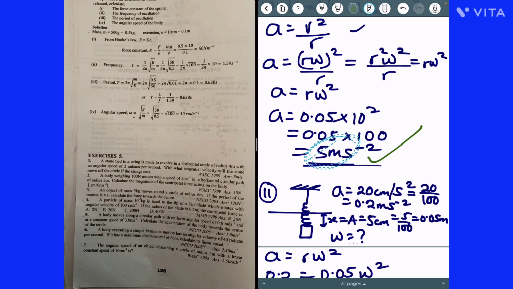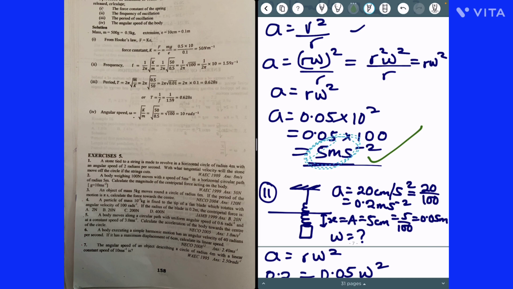Question 2. A body weighing 50 newtons moves with a speed of 10 meters per second in a horizontal circular path of radius 6 meters. Calculate the magnitude of the centripetal force acting on the body. Take G as 10 meters per second squared. That's the value of acceleration due to gravity.